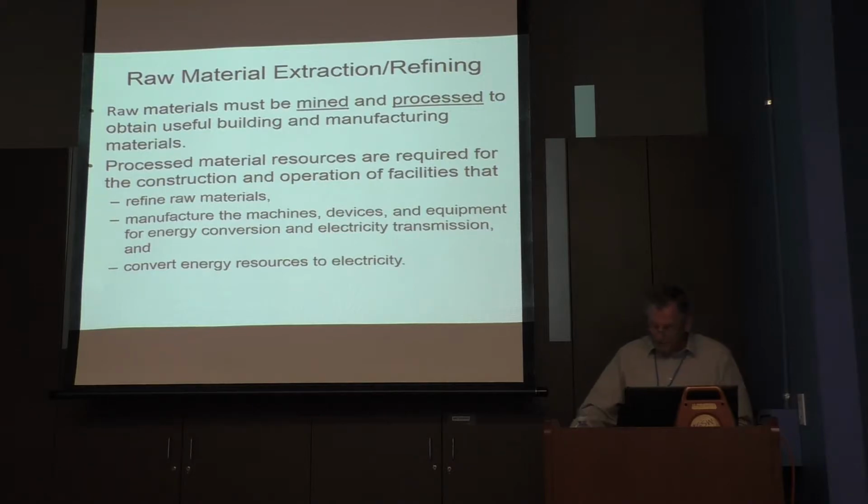So the first phase is the raw material extraction and refining. Raw materials must be mined and processed to obtain useful building and manufacturing materials. And the processed material resources are required for the construction and operation of facilities, both to refine the raw materials initially, facilities that manufacture the machines, devices, and equipment for energy conversion, electricity transmission, and finally, facilities for converting the energy resources to electricity.